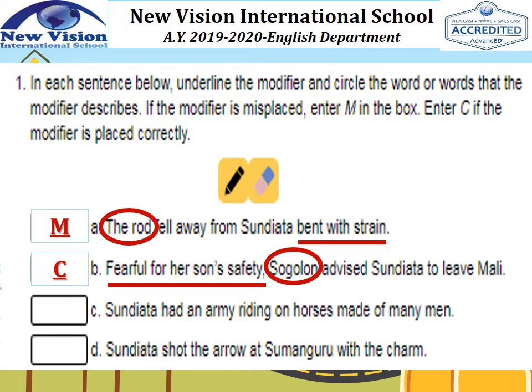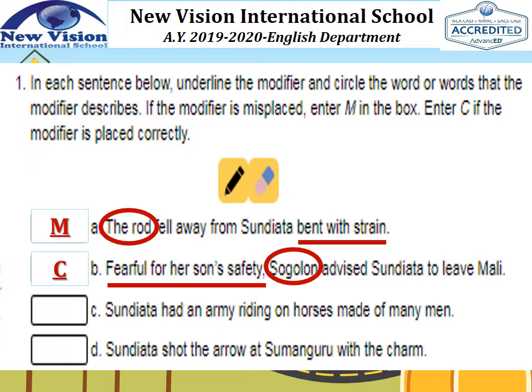Okay, for letter D. Sundiata shot the arrow at Sumanguru with the charm. Letter D. Sundiata shot the arrow at Sumanguru with the charm. Now, take a look at it. Is it clear or unclear? Great. It's also unclear. So, we have to identify where the misplaced modifier is here. Good job. It's with the charm.